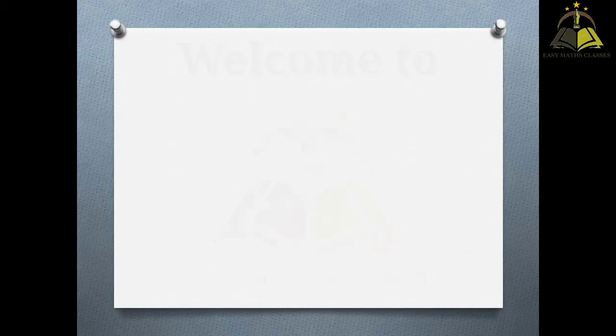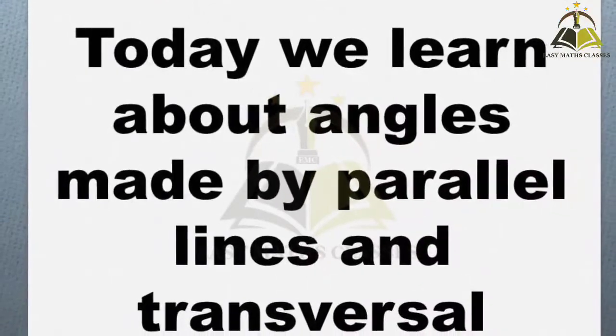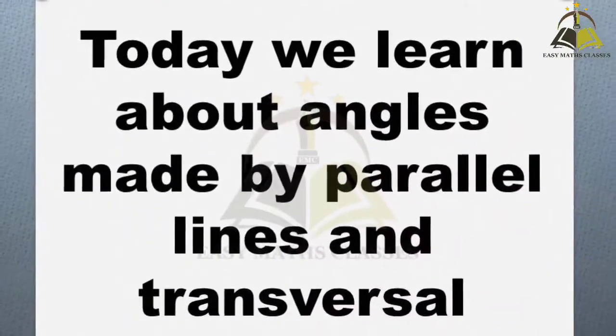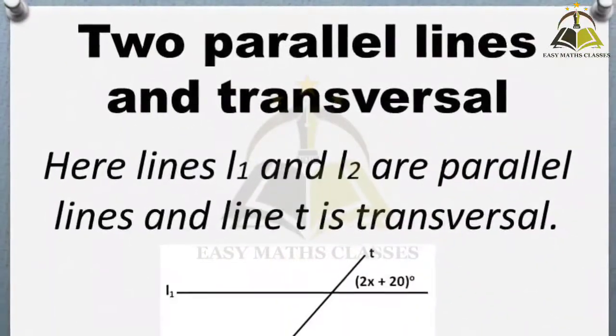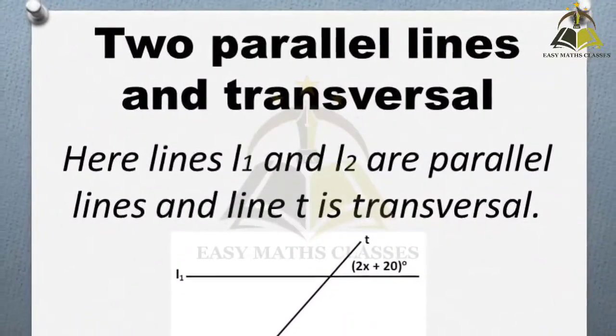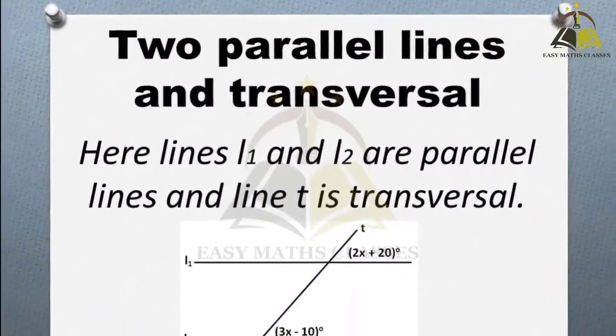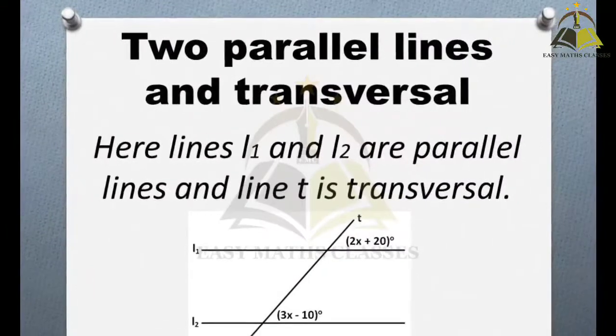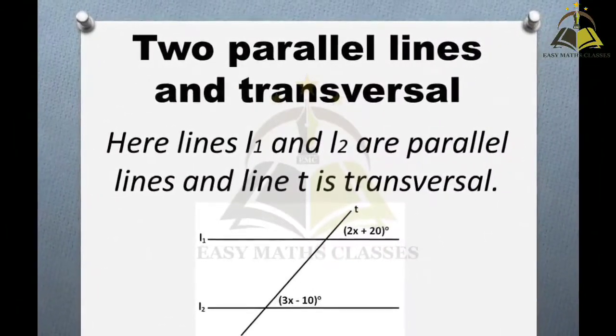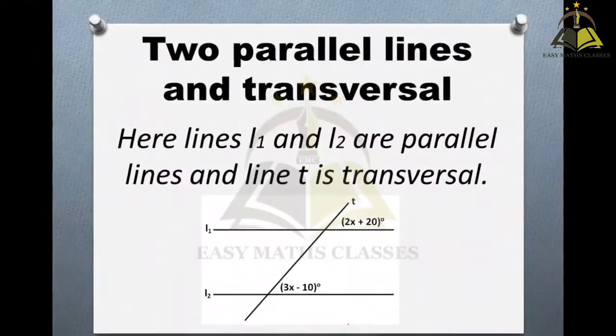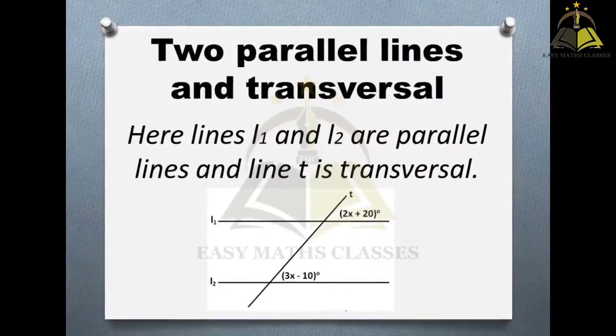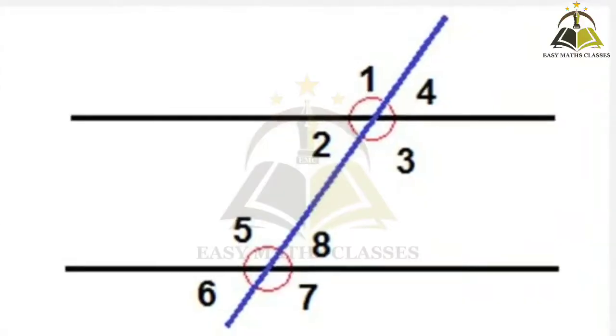Today we learn about angles made by parallel lines and transversal. So let's start. Two parallel lines and transversal. Here line L1 and L2 are parallel lines and line T is transversal as you can check in the given figure. यहाँ L1 और L2 parallel lines है और line T transversal है.